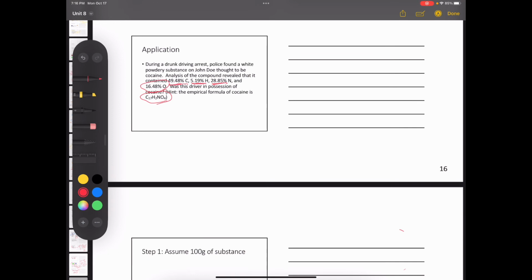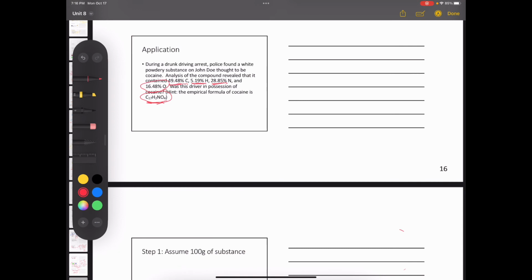Based on these ratios, we'll have to figure out the empirical formula for this unknown substance and compare it to the known empirical formula for cocaine. If it is the same, then it's a positive test. If it's not the same, then he must have some powdered sugar on him for some reason.